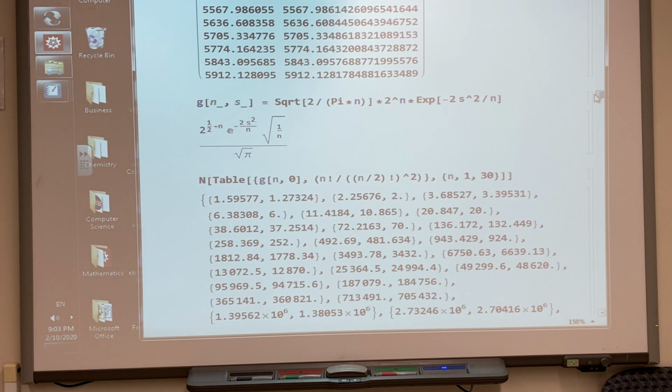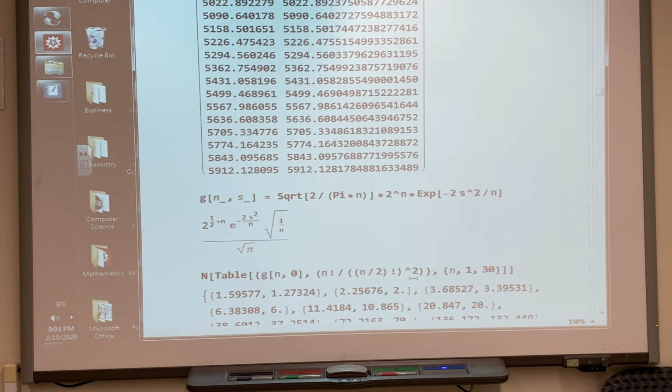But here, what I did is I wrote the g of n, s, which is exactly the expression I was using. Square root of 2 over pi n, divided by 2 to the n. No, I have it even with the 2 to the n. So this is exactly the number of states for n particles with spin s. This is the mathematical function.